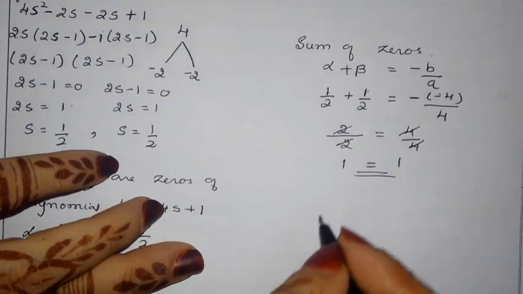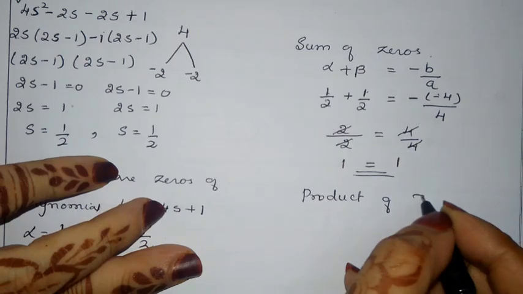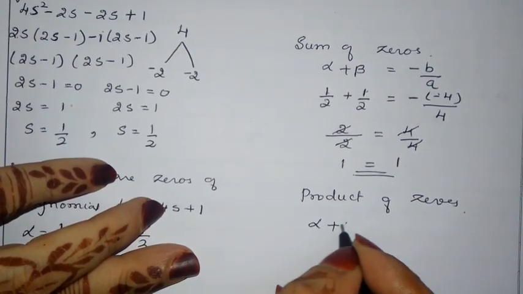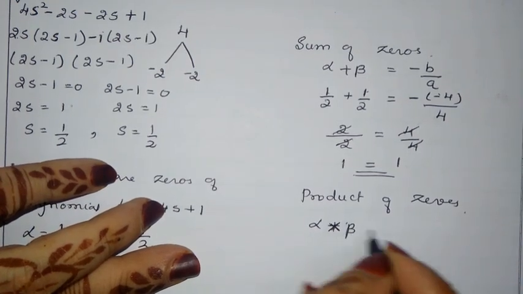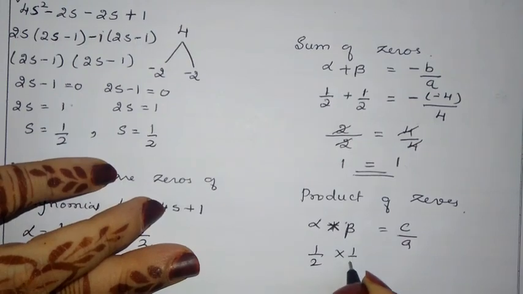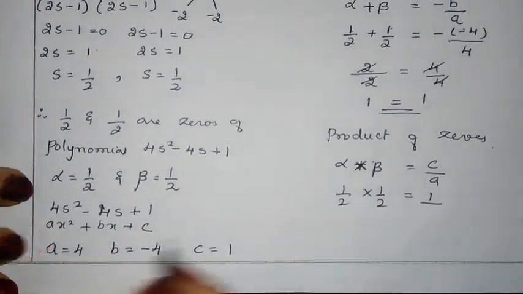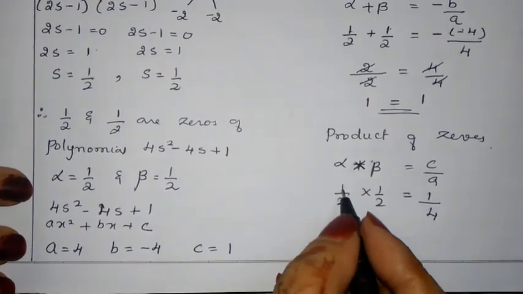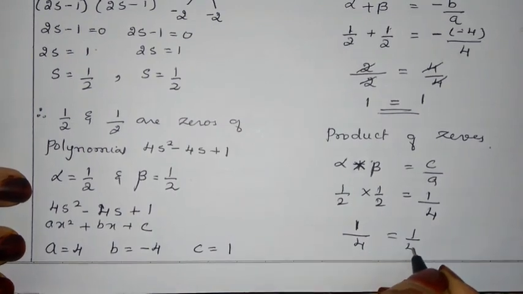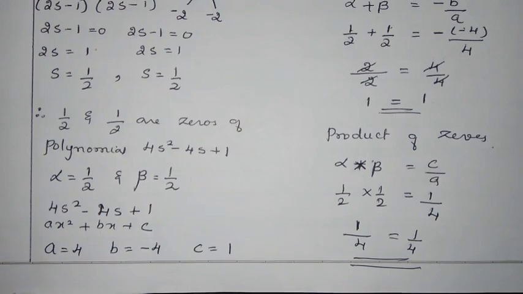Same way, what do we have to do? Product of zeros. Product of zeros is alpha into beta equal to c by a. 1 by 2 into 1 by 2, c value is 1, by a value is 4. 1 ones are 1, 2 twos are 4, equal to 1 by 4. So it is verified. This is question number 2.